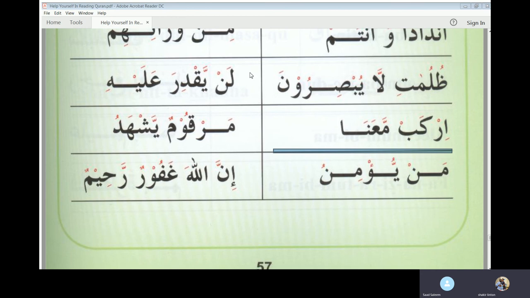Inshallah, we'll pick it up next time. We'll stop here, but we'll just complete this page now. Okay, let's finish, inshallah.